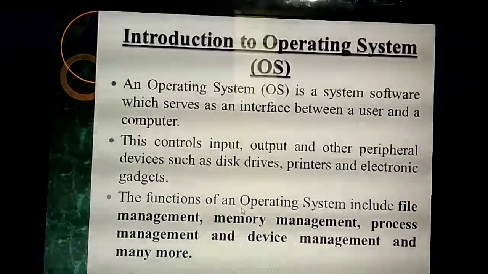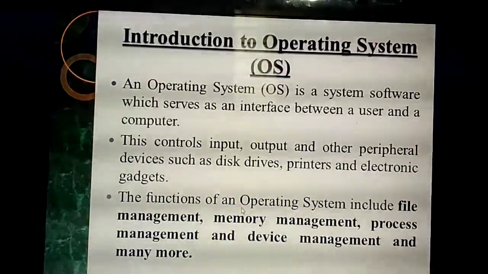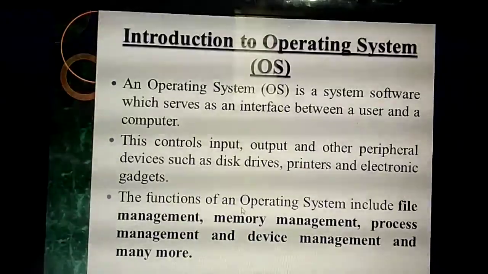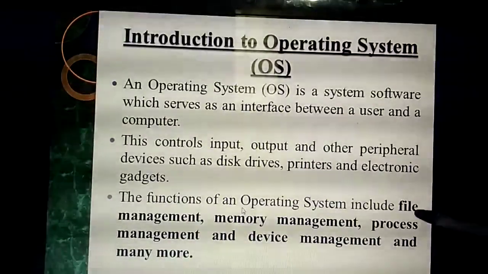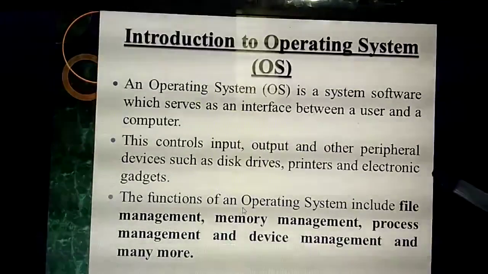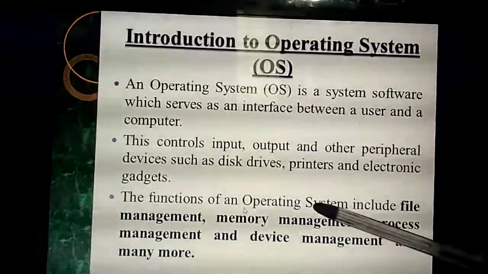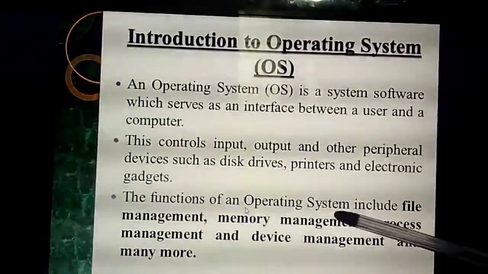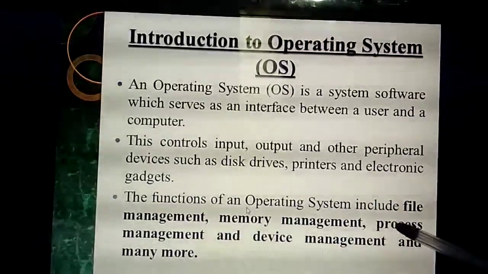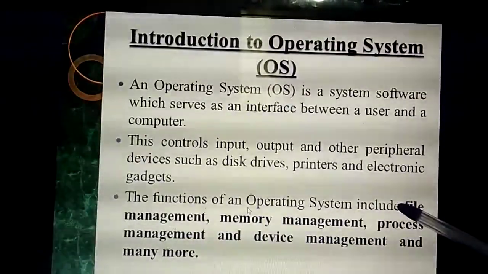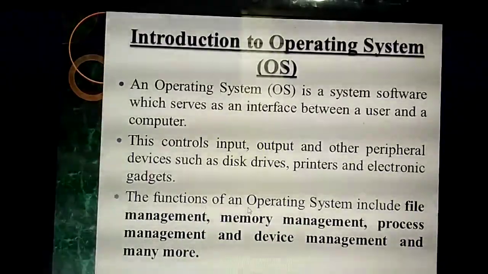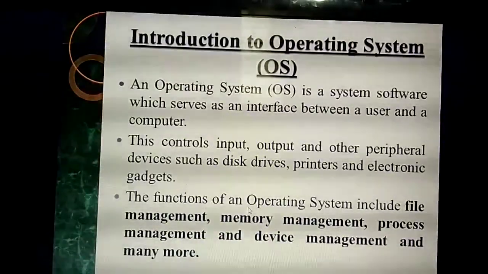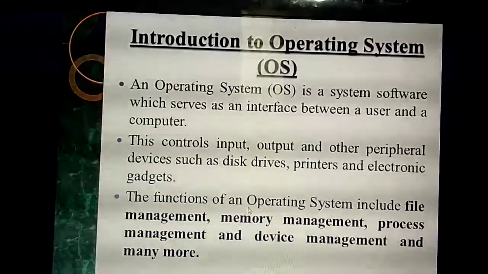So what are the management processes there in this OS? See, first one is file management. What's the first management system? File management. Okay. Second management is memory management. Understand? Third one is process management. Fourth one is device management. Likewise, a lot of managements are there, but in your book they have given only this much.